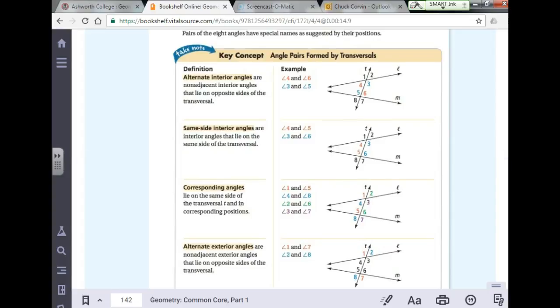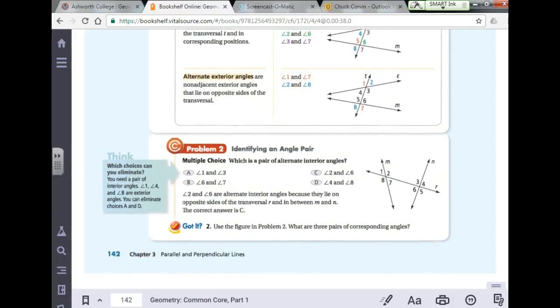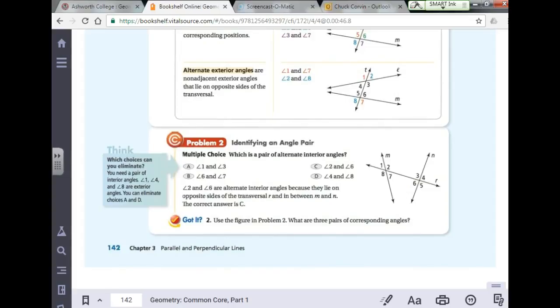here, which is giving you all the key concepts of the definition of alternate interior angles, same side interior, corresponding angles, exterior angles, and so on. You really need to read through this section right here really well and get a concept of what they're talking about and understand those definitions, because without that, problem 2 doesn't make a whole lot of sense.